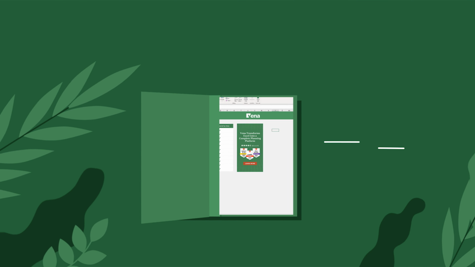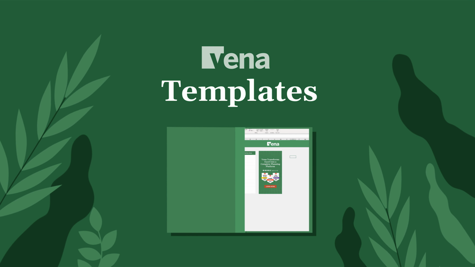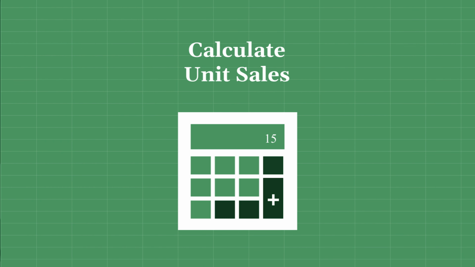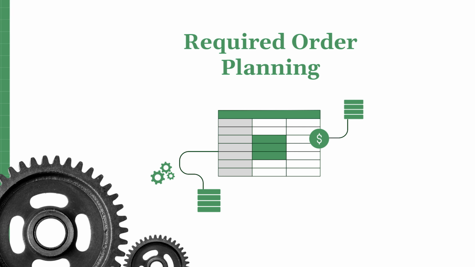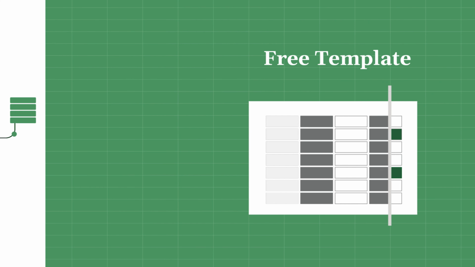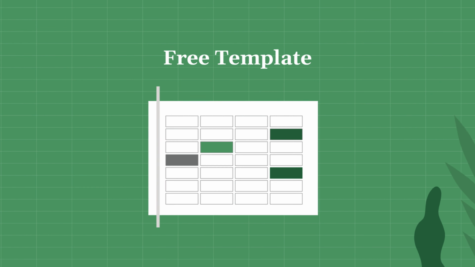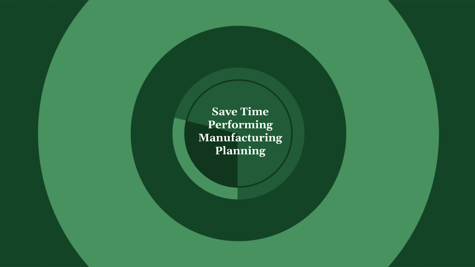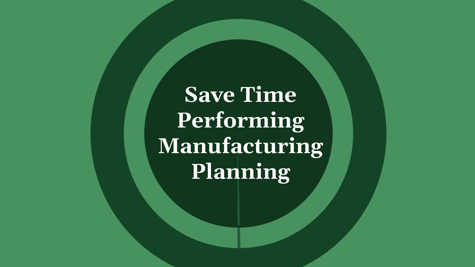In this video, you'll learn how to use Vena's manufacturing, forecasting, and order planning Excel template to automatically calculate unit sales and required order planning to meet those sales. This free template includes instructions and was built using best practices to help you save time when performing manufacturing planning.